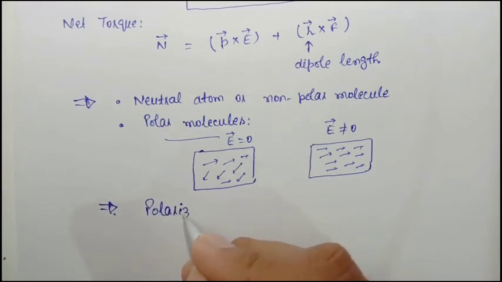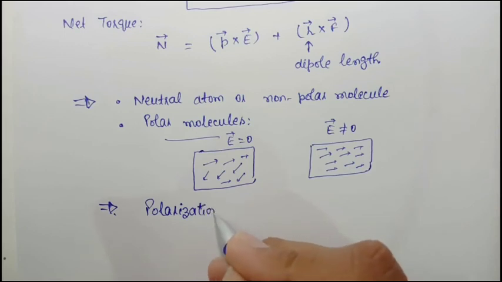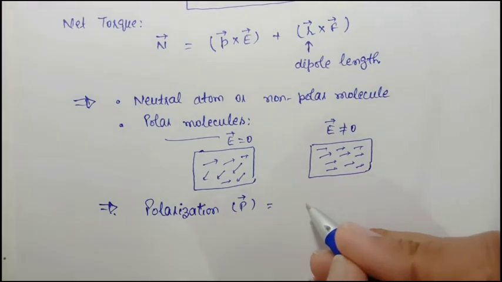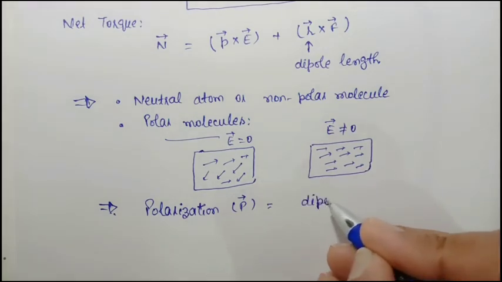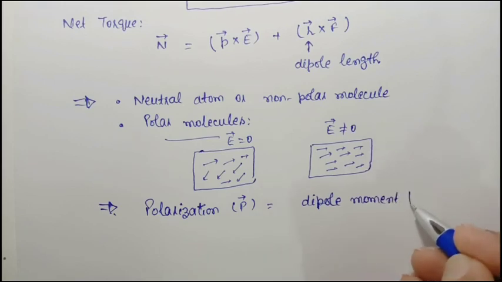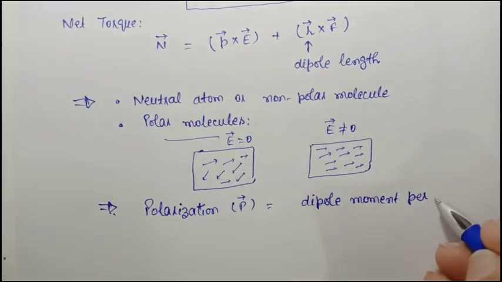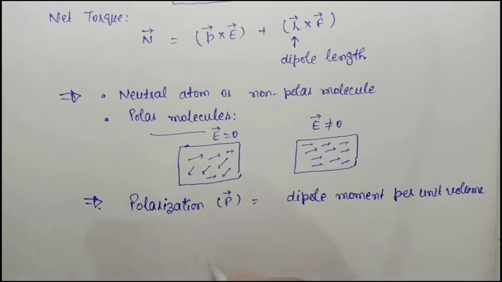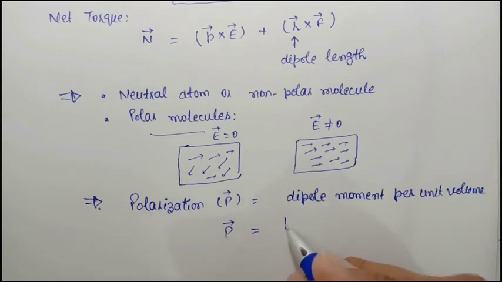polarization, that is P, is equal to dipole moment per unit volume. Dipole moment per unit volume, that is P, we represent with capital P, the polarization. Small p is the dipole moment over volume.